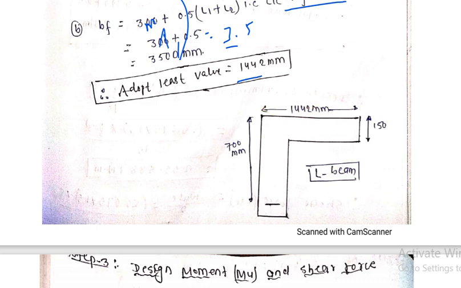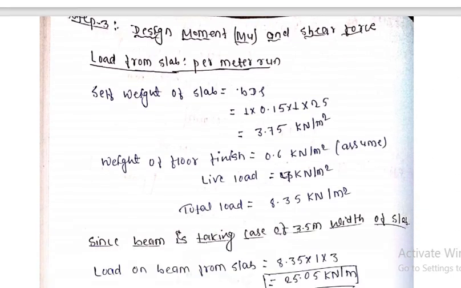So let's move to step 3 without wasting our time. As you can see, it is a similar process to that of the L sections. So in step 3 we will calculate the design moment and the shear force. For the design moment, we need to determine the loads acting on the sections, right? So first we have to calculate the load from slabs. As it is an L section, it is monolithically constructed with the slab and the beam. So we have to calculate the self weight of the slab, per meter length, for the per meter run.